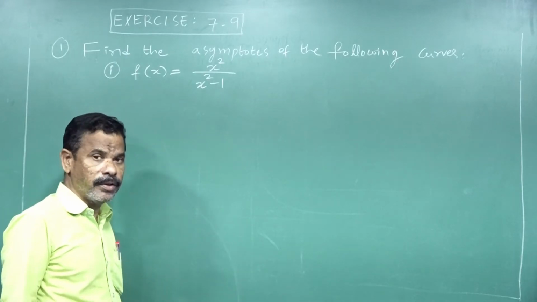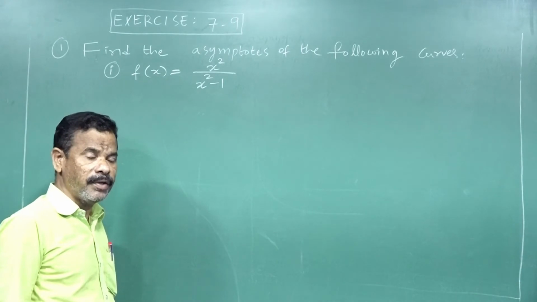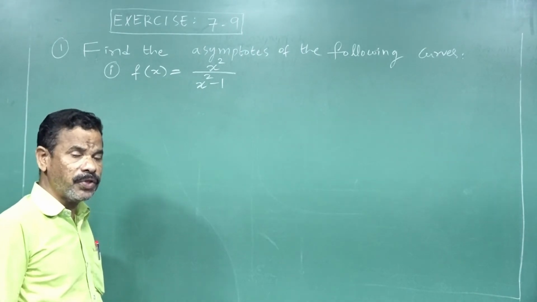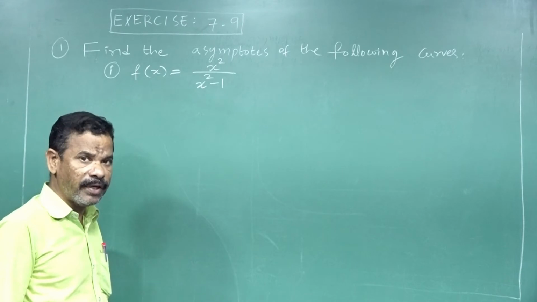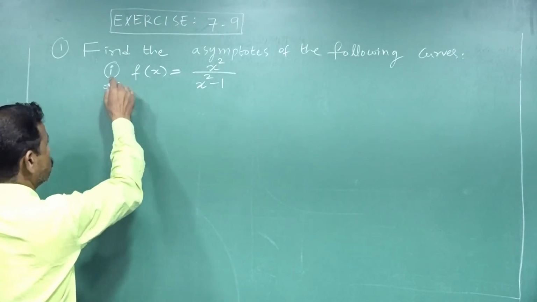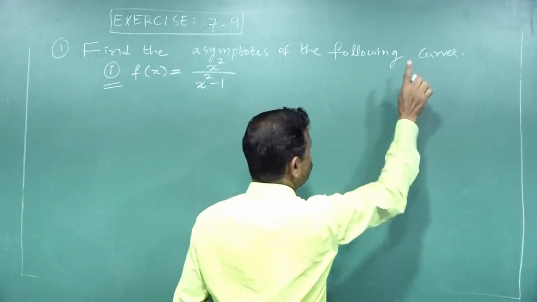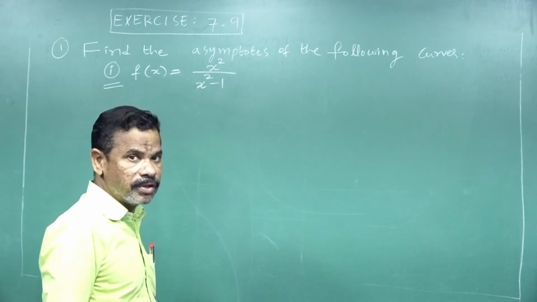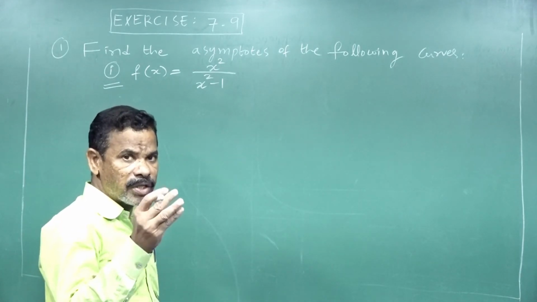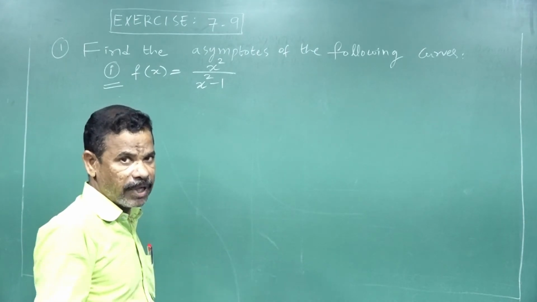Dear children, now we discuss exercise 7.9, first question. In the first question, there are 5 subdivisions. In subdivision number 1, consider the question: find the asymptotes of the following curves. Asymptotes means horizontal asymptote, vertical asymptote and slant asymptote.